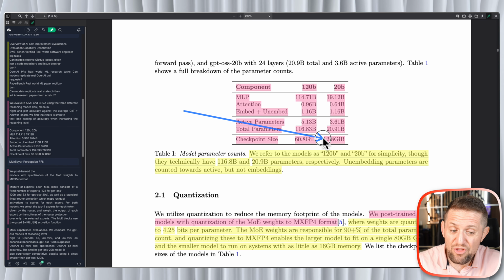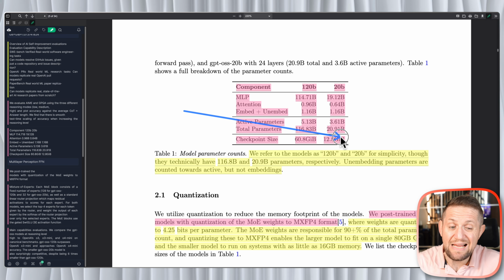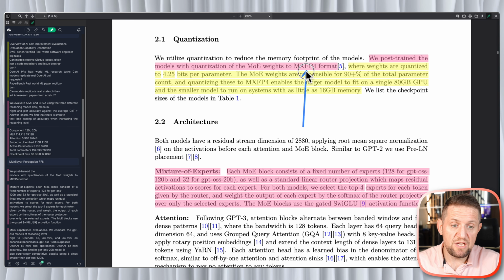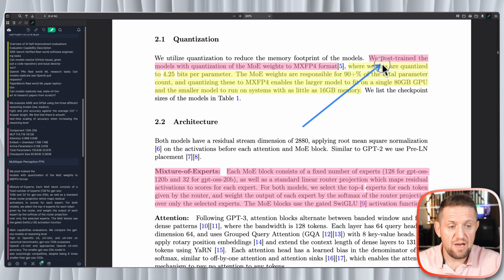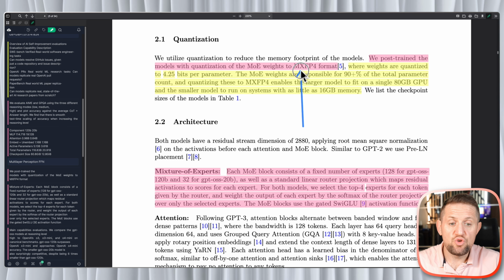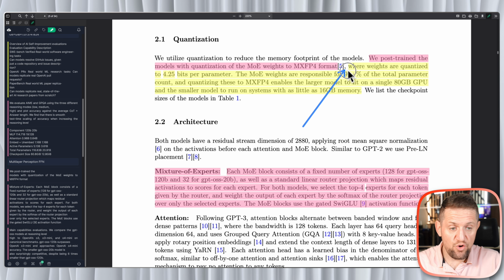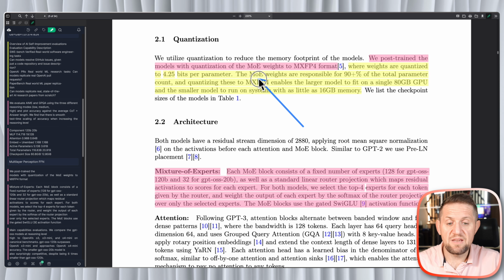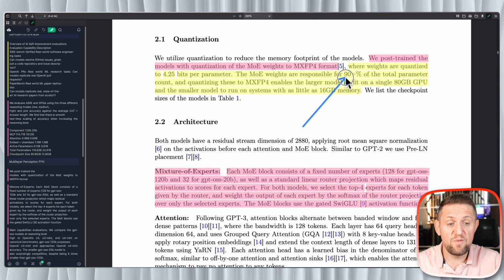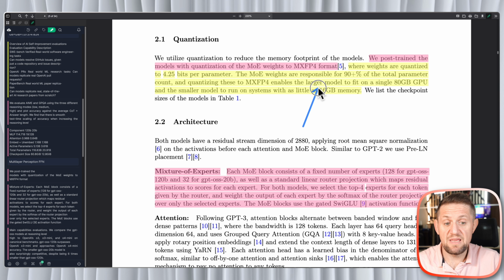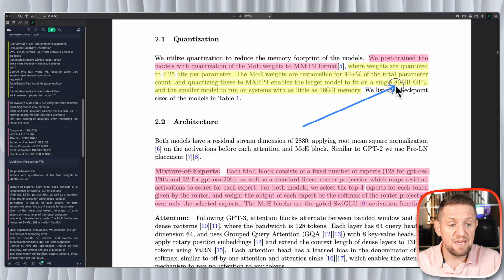It will be around 13 gigabytes in size as a model, I think, more or less. Quantization, again, this is something that became famous when we got DeepSeek. So here they're talking about post-training the models with quantization of mixture of experts weights to MXFP4. And for this format, weights are quantized at 4.25 bits per parameter. Again, here it's telling us that the mixture of expert weights are responsible for 90+% of the total parameter count. And using this format and quantizing these parameters enables the larger model to fit on a single 80 gigabyte GPU.